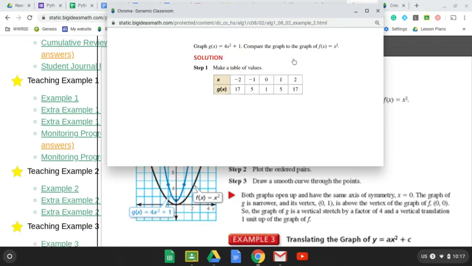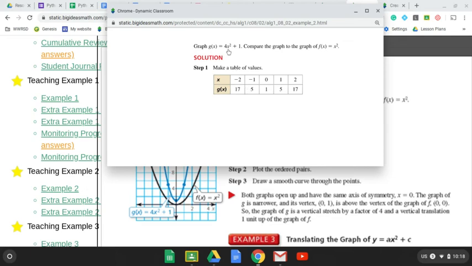So again, we're going to start by making a t-table of values, putting 0 in the middle, going down by 1s and up by 1s. We can take these x values and plug them into this equation and find these g of x values or the y values. You could also plug the equation into your calculator into y equals, hit second table, and get the numbers from there. If I plug in negative 2 squared is 4, times 4 is 16, plus 1 is 17.